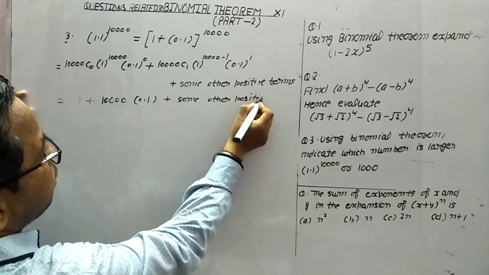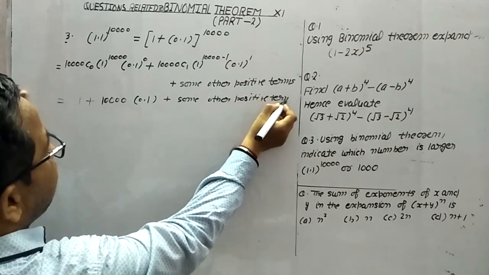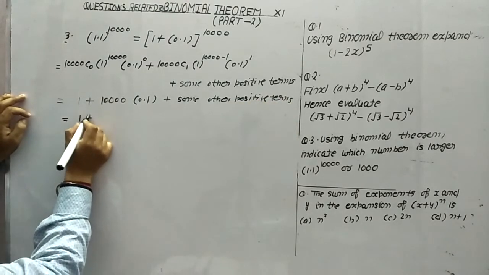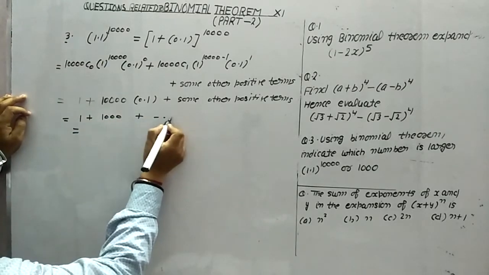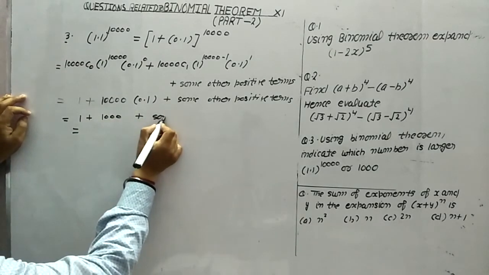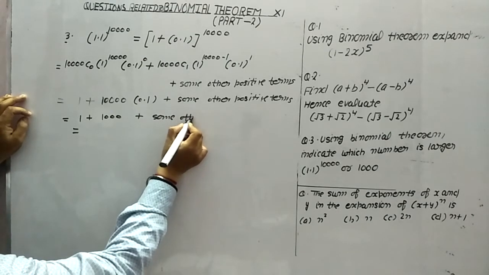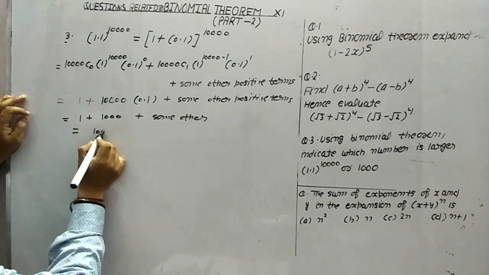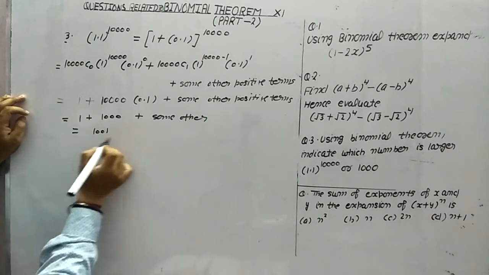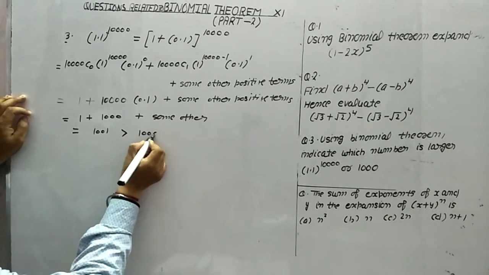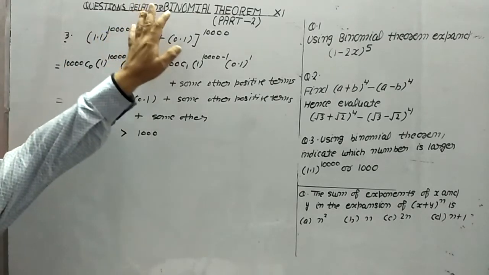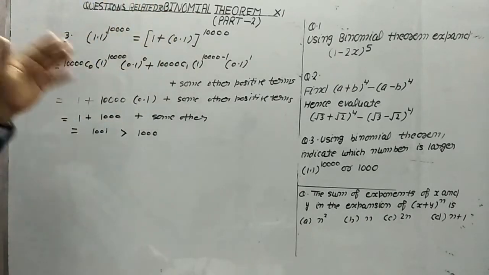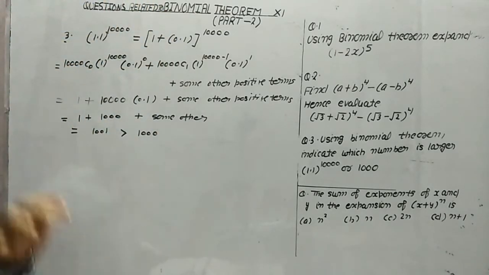Now look at this thing, what is the meaning of this? When we write this, 1 plus this becomes 1000. Now 1000 plus some other positive terms means the same thing, so you can write this becomes 1001. It means this is greater than 1000. That's why we can say (1.1)^10000 is greater than 1000. So that is why we were taking two terms only.